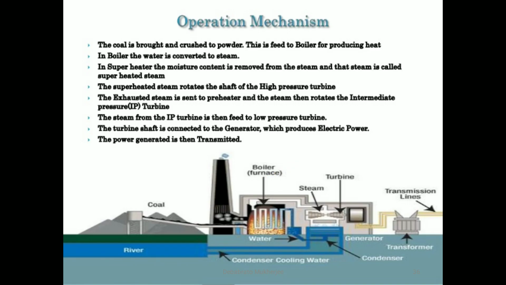Production mechanism: same thing. Coal is given to the furnace, the boiler furnace, producing steam. Then the high pressure steam is given to the turbine, generator, then transformer, then to a transmission line.